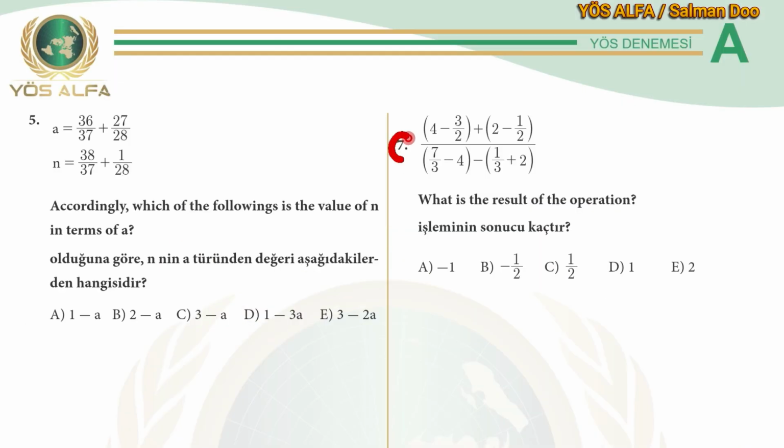It's D. Number 7 is a simple addition and subtraction problem. Let's simplify this. 4 minus 3 over 2 is 5 over 2, plus 3 over 2. On the denominator we have 7 minus 12, minus 5 over 3, minus 7 over 3. From here we have 8 over 2 and minus 12 over 3. This is minus 4. This is 4. So the answer is minus 1.